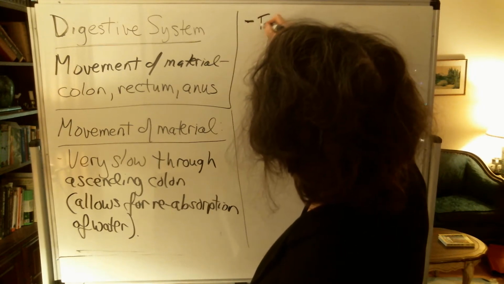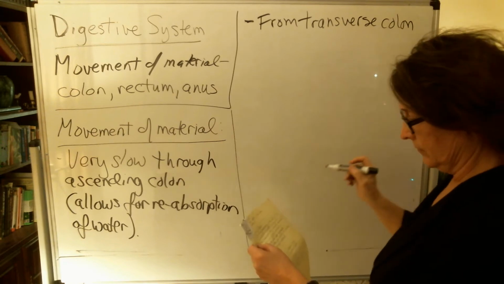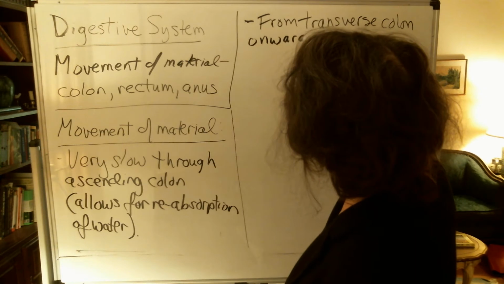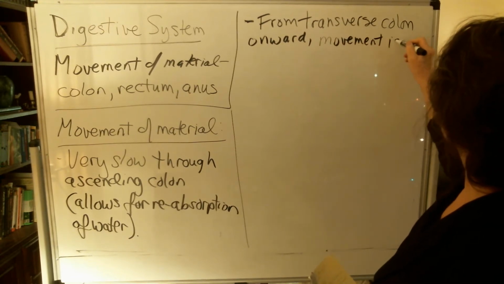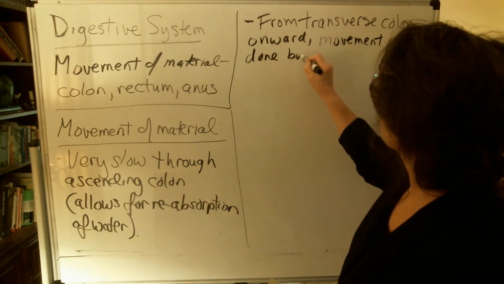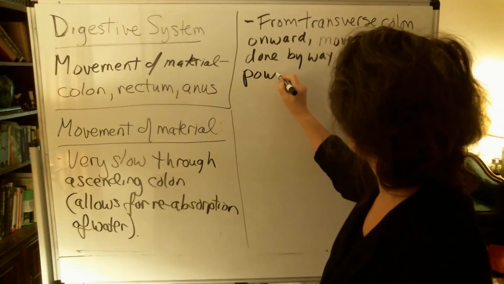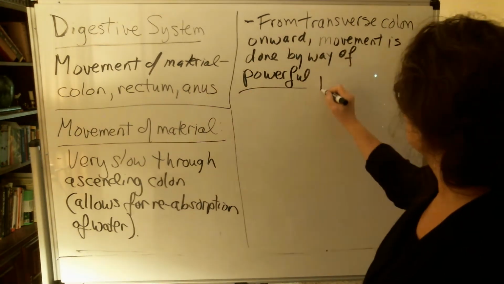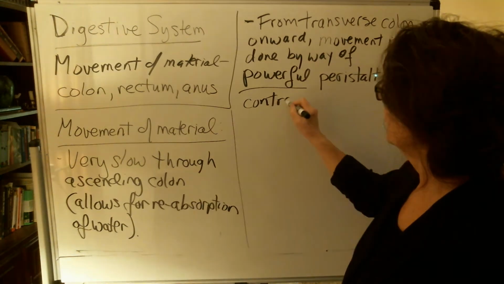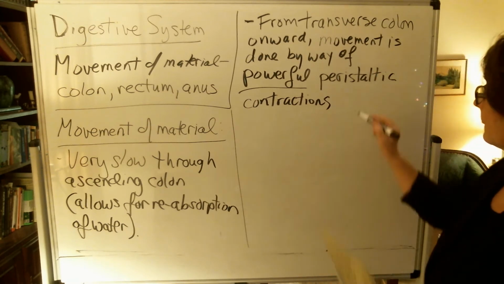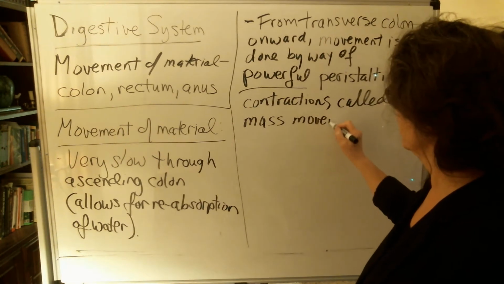Then, from the transverse colon onward, the movement is done by way of powerful peristaltic contractions called mass movements.